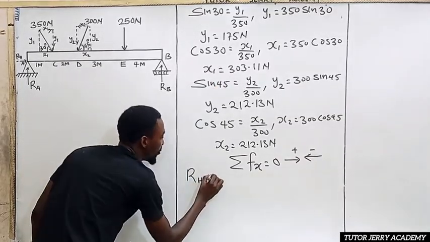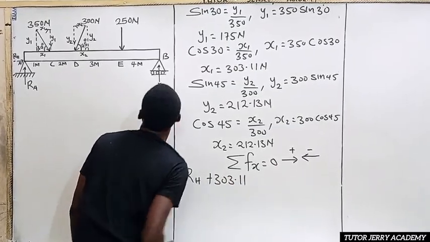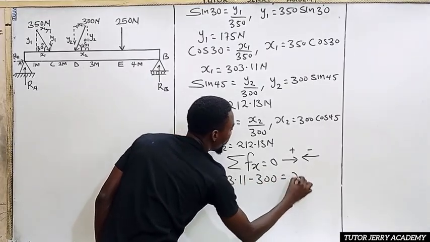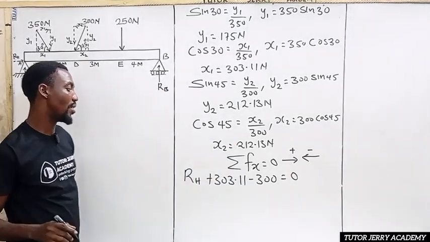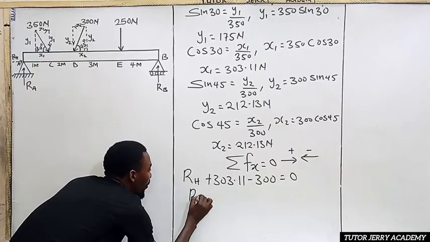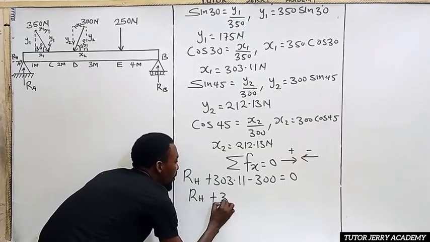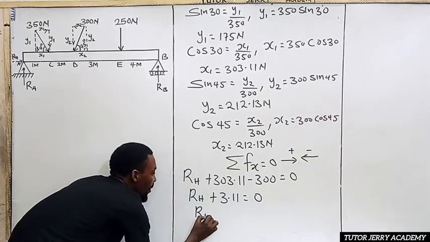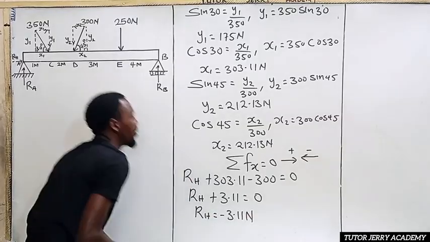Our S1 is what? 303.11. Then our S2 is going in this direction, minus 300. Everything equals to what? 0. So if you subtract this, we are going to have this to be plus 3.11 equals to what? 0. So our horizontal reaction will be equal to minus 3.1 Newton. All right, so that's it.